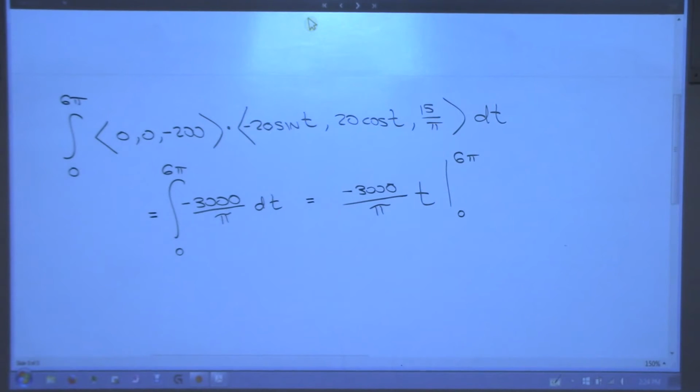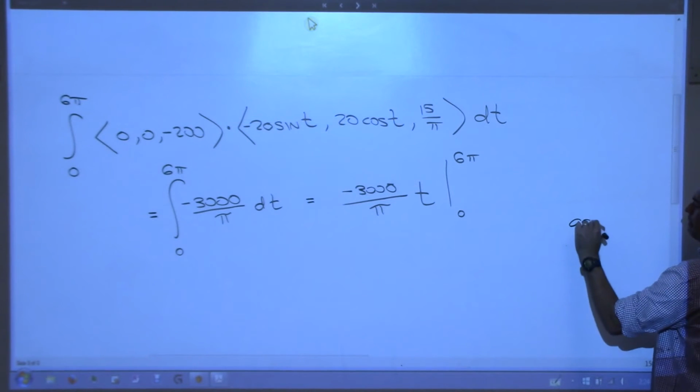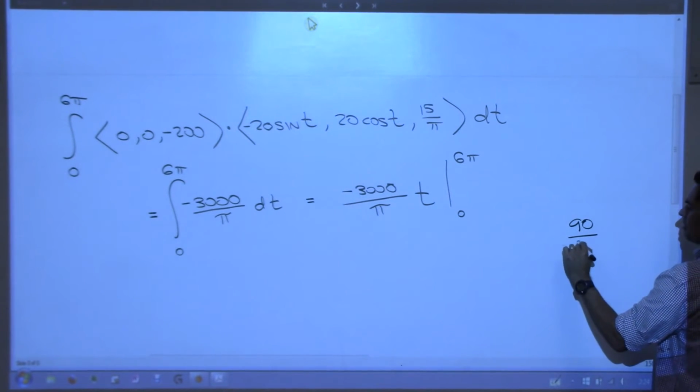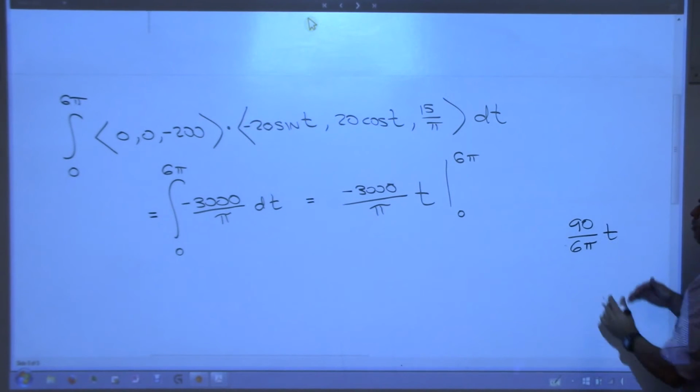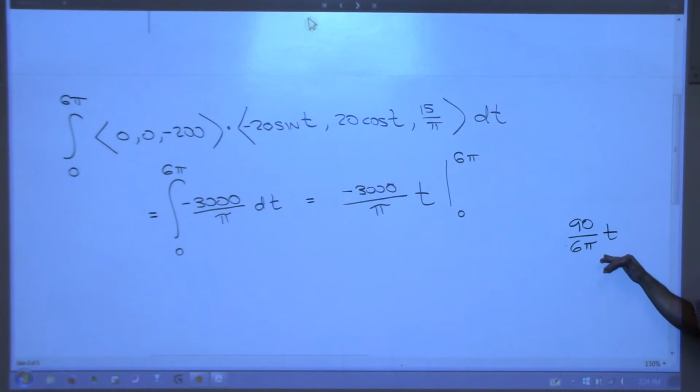Why is 6 pi the upper bound? Wasn't t from 0 to 6 pi? We said 15 over pi t. No, it was 90 over 6 pi t, the z component of the curve. Then the derivative of that was the z component of the derivative. But then the t restriction was from 0 to 6 pi. Yeah?